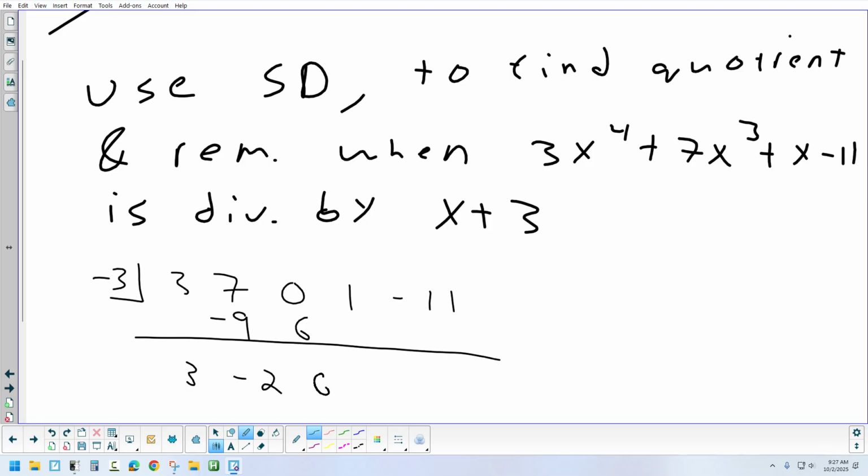Get the next number down here by adding. Negative 3 times 6, negative 18. Add that up. Negative 17. What's negative 3 times negative 17? Yep, 51. And what's 51 plus negative 11? Yeah, 40. Okay, so let's write down the quotient and the remainder.